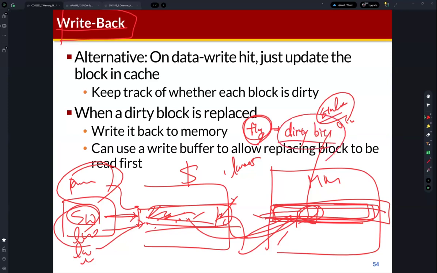Okay, so if the dirty bit is 1, it means that this cache block is updated. If the dirty bit is 0, then the corresponding cache block is not updated. So when the dirty bit is 1 and the cache block is evicted, then the main memory is also updated. So this is the write-back policy.